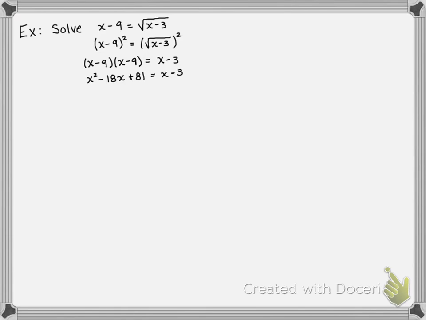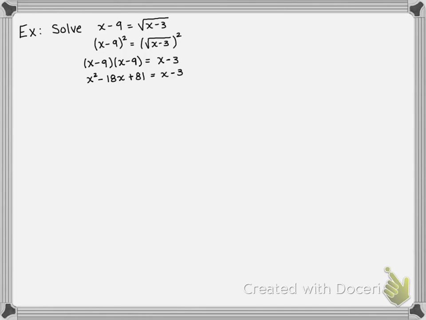So I did something in my head there, right? Like x times negative 9 is negative 9x, and negative 9 times x is negative 9x. So when you add those together, you get negative 18x. So I just did that addition in my head.